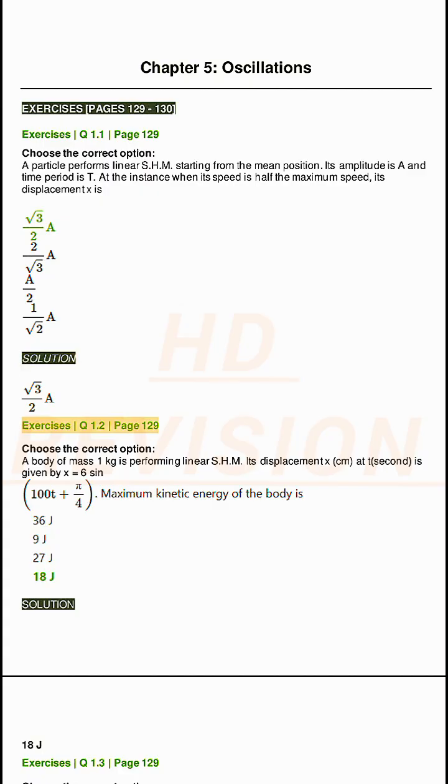Exercises Q1.2, page 129. Choose the correct option. A body of mass 1 kg is performing linear SHM. Its displacement x cm at t seconds is given by x equals 6 sin... Solution. 18 J.